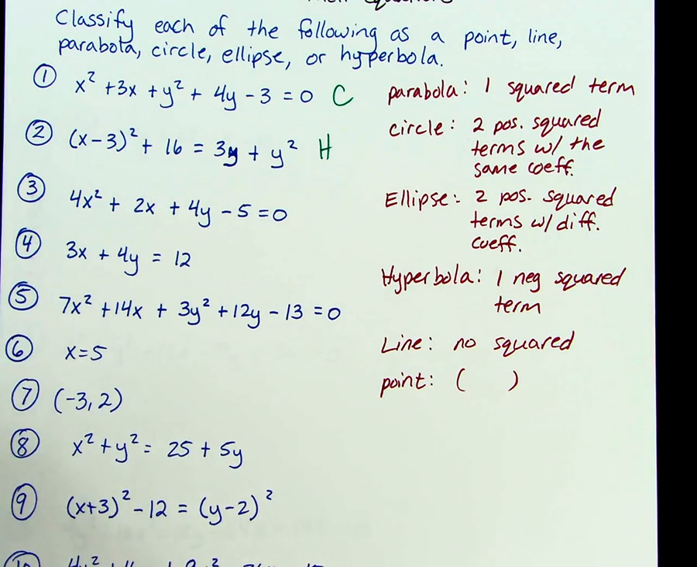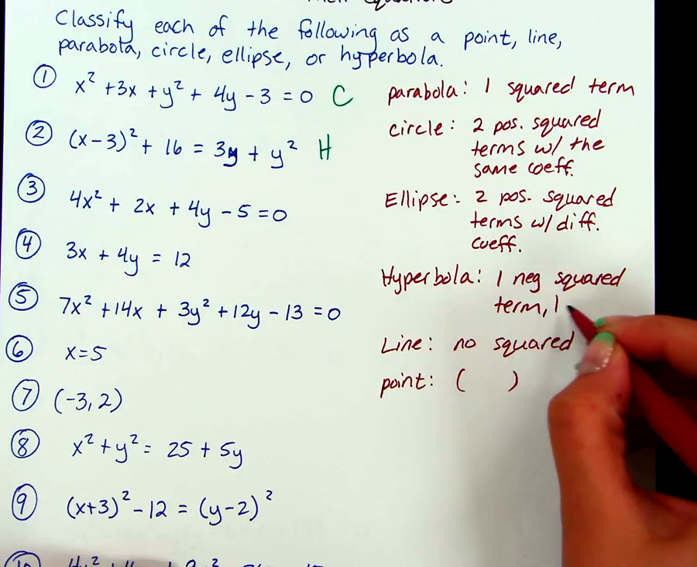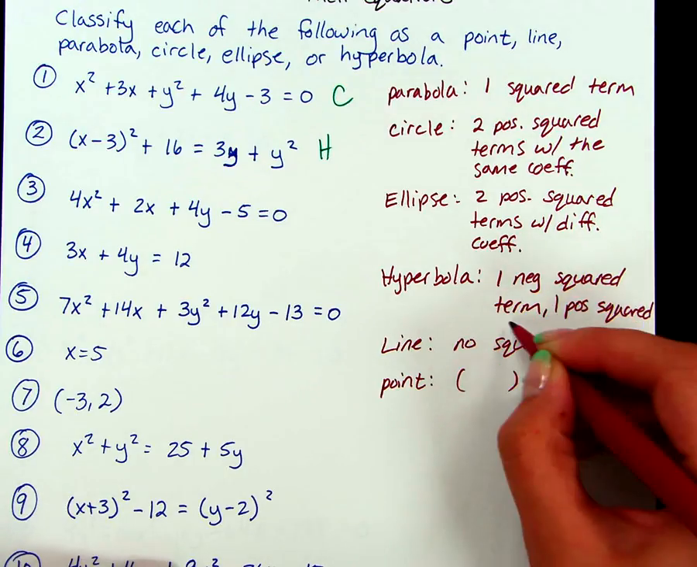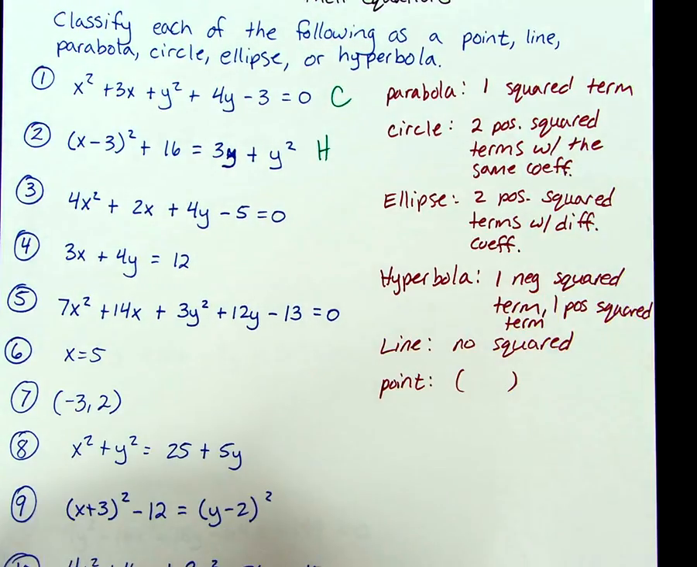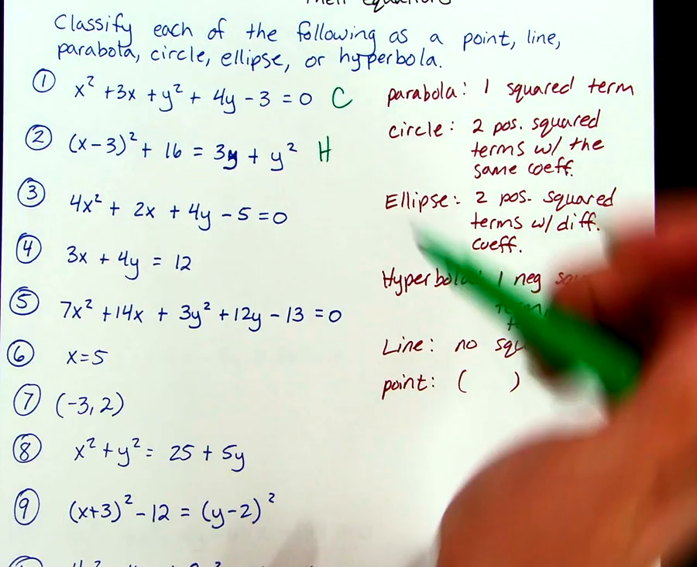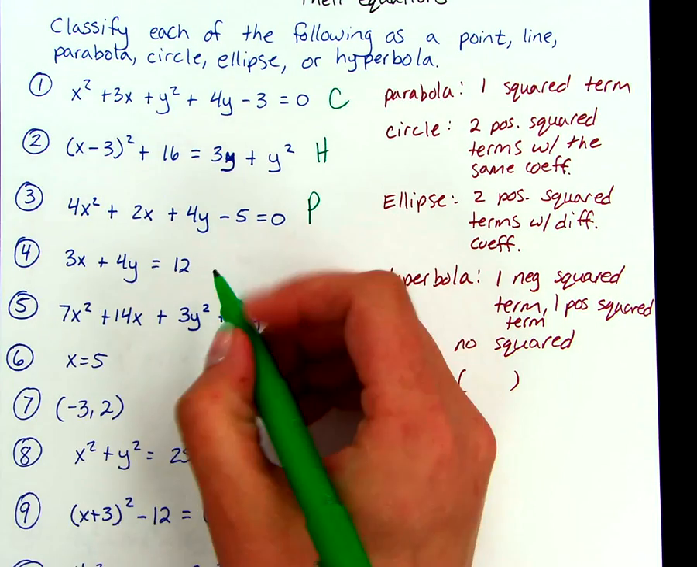And I'm going to qualify this. So we have one negative square term, one positive square term. That way we don't confuse it with a parabola, because we could have a negative square term on that one. Okay. All right, third one. So we only have one square term, so parabola. Here we don't have any, so this is a line.